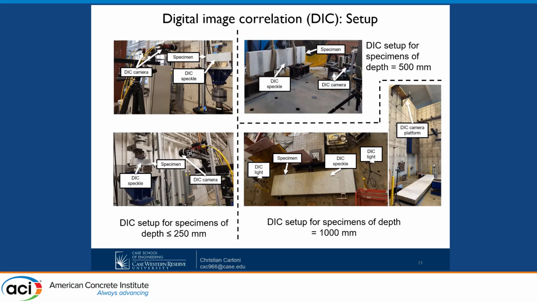You spray your surface with dots, random dots, with a base of white, and you use two cameras to take pictures as you do your test. The software is able to correlate where those dots move, and it will give you the deformation of the entire surface. So this is, for example, you see from top the large specimens.